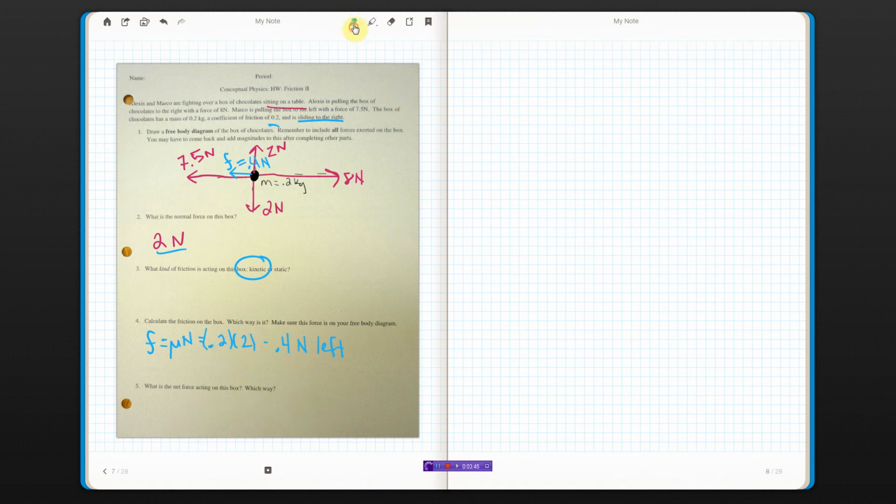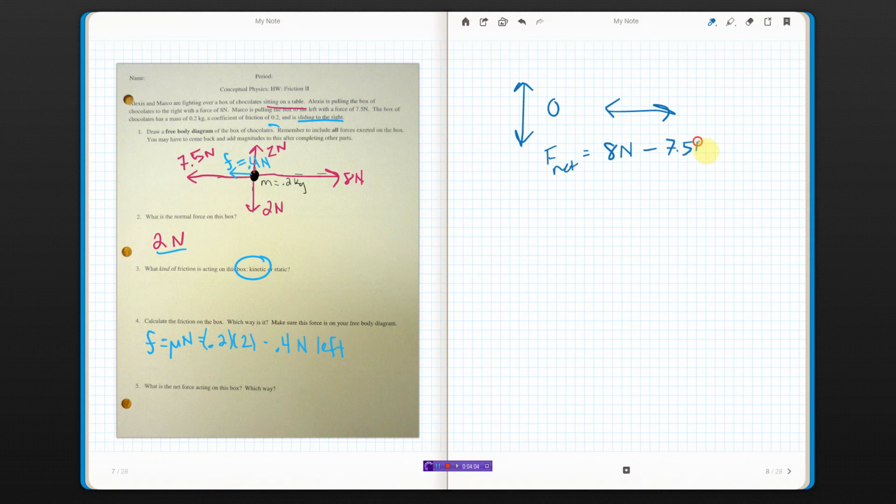Well, remember, net force is what you get when you add everything up. Up and down, I've got 2 minus 2, so that's 0. And then left and right, I've got 8 to the right, minus 7.5 to the left, minus 0.4 to the left, because friction, don't forget friction, which means overall I've got 0.1.